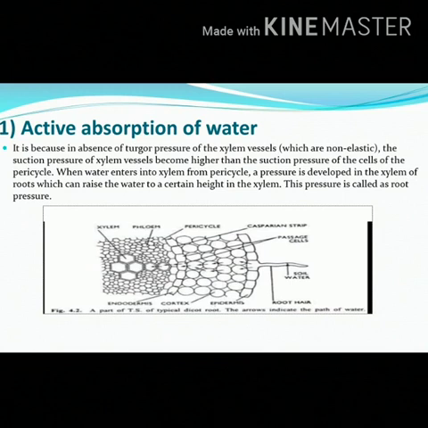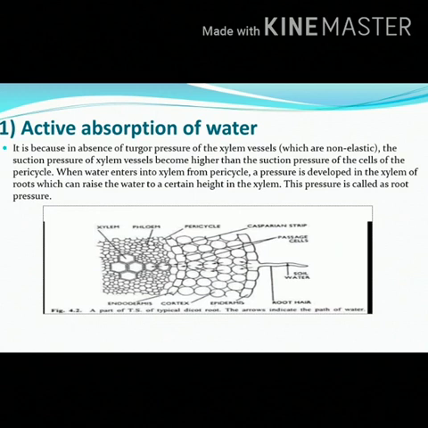It is because in absence of turgor pressure of xylem vessels, which are non-elastic in nature, the suction pressure of xylem vessels becomes higher than the suction pressure of cells of the pericycle. And when water enters into the xylem from pericycle, a pressure is developed in the xylem of roots, which can raise the water to a certain height in the xylem. And this pressure is called root pressure.